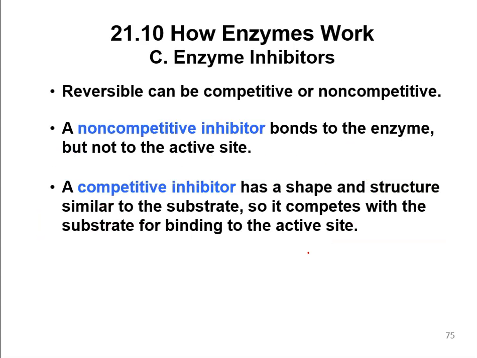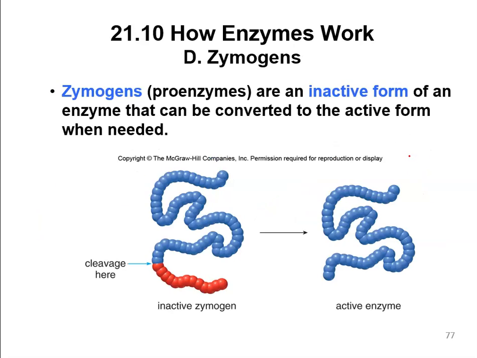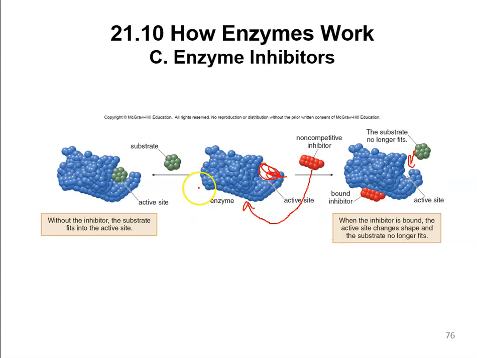All right, enzyme inhibitors. Reversible can be competitive and non-competitive. A non-competitive inhibitor binds to the enzyme, but not to the active site. So again, it has an allosteric effect. It changes its structure. A competitive inhibitor actually goes inside of the active site. Here's an example of a non-competitive, where this thing bonds to it. It has an allosteric effect, meaning it changes its shape, and then the substrate can't fit in anymore. A competitive one isn't shown, but basically a competitive inhibitor competes at the same site as our substrate.